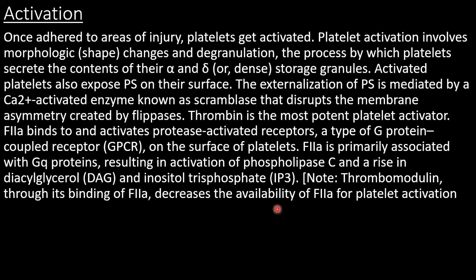Now, activation. Once adhered to the sites of injury, platelets get activated. Platelet activation involves two processes. One is morphologic change in shape, then degranulation, the process by which platelets secrete the contents of the alpha and delta granules. The other name of delta is dense storage granules. Contents of the dense storage granules include calcium, serotonin, and ADP, whereas contents of the alpha storage granules include platelet-derived growth factor, factor 5, and so on.